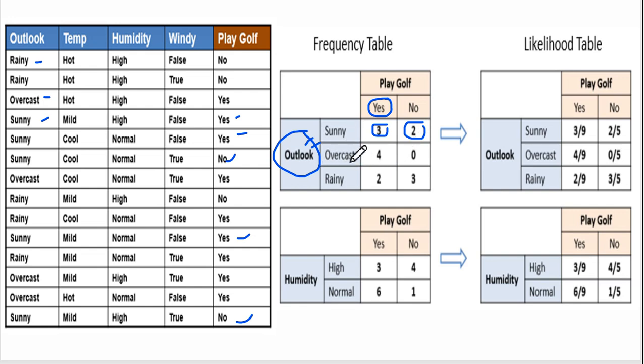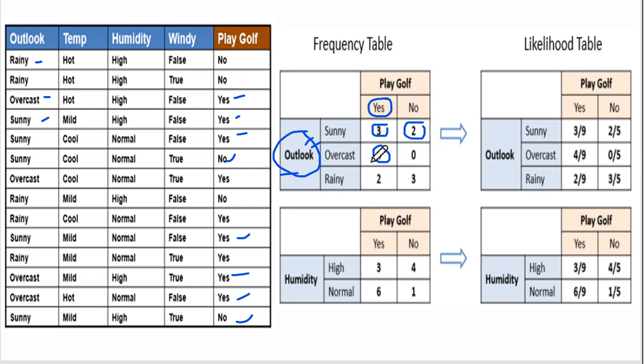Likewise, outlook equal to overcast with play golf equal to yes. Let's see how many records we are having: overcast yes 1, overcast yes 2, overcast yes 3, overcast yes 4, so 4 records. That's why giving us 4 here. And overcast with no has no records. We are having only 4 overcast records, all are yes records. That's why no class records are 0.